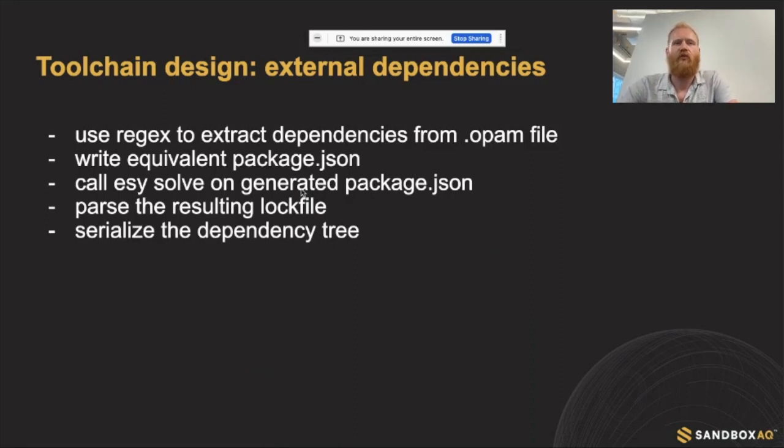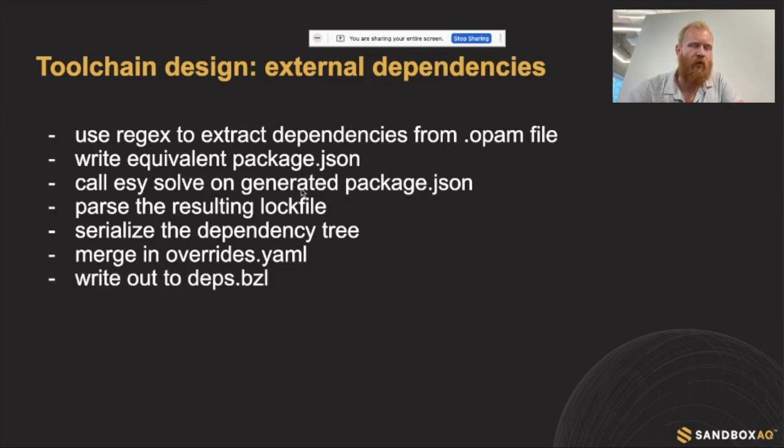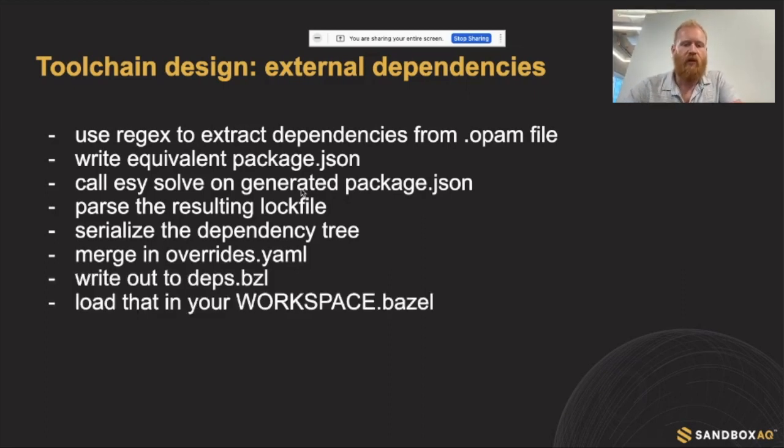So then we can serialize that tree and basically pass all of the transitive dependencies as the deps argument to any direct dependencies, and then build those. And then we write that out. We merge it with the overrides.yaml file. The reason why will become apparent later. And then we write that out to a deps.bazel file, and then we load that in WORKSPACE.bazel. And we do all that in a Python script because, yeah, we just wanted to add more stuff to it.